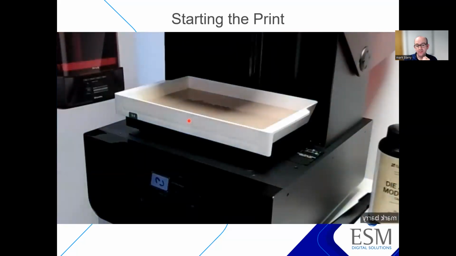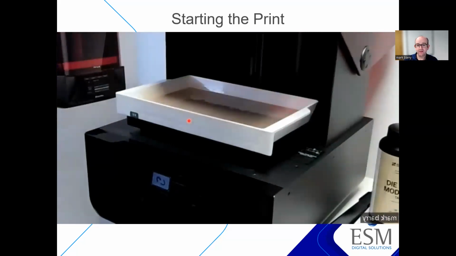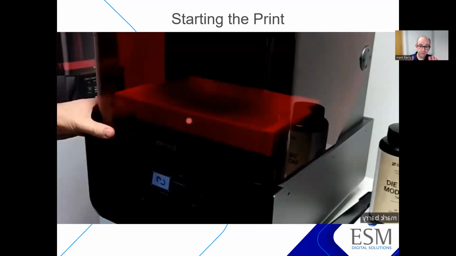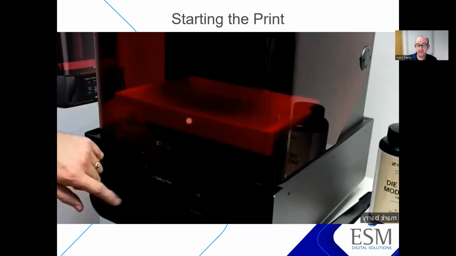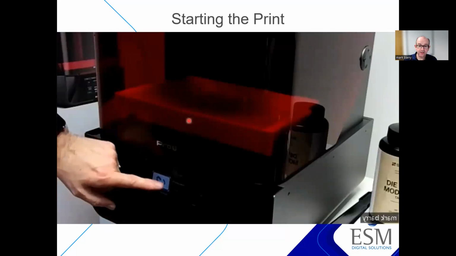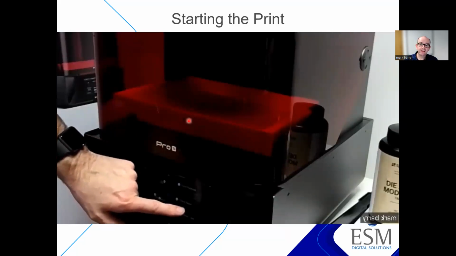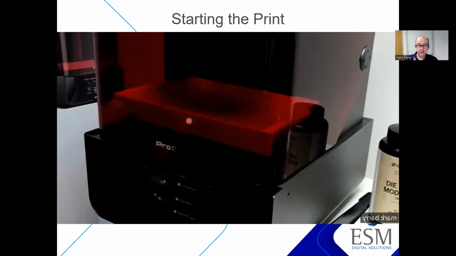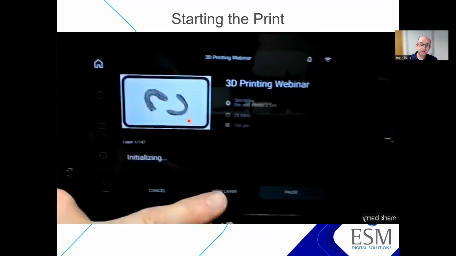You can see I just took some IPA and a tissue, gave a little spray onto the rubber wiper and wiped off any excess resin that's there. So we're good to go. Gloves off, because the risk of touching resin has gone. So I take my gloves off and we interact with the screen. I just called up a file that we've prepared, a little check there to make sure the build platform is locked in place, the resin tank is ready, and that we're good to go.